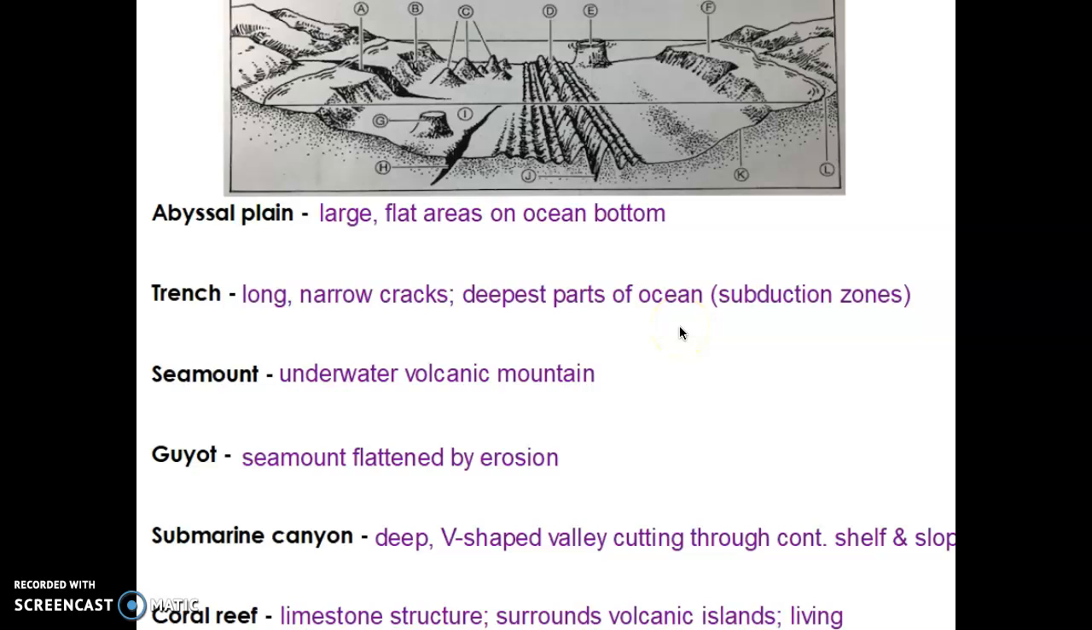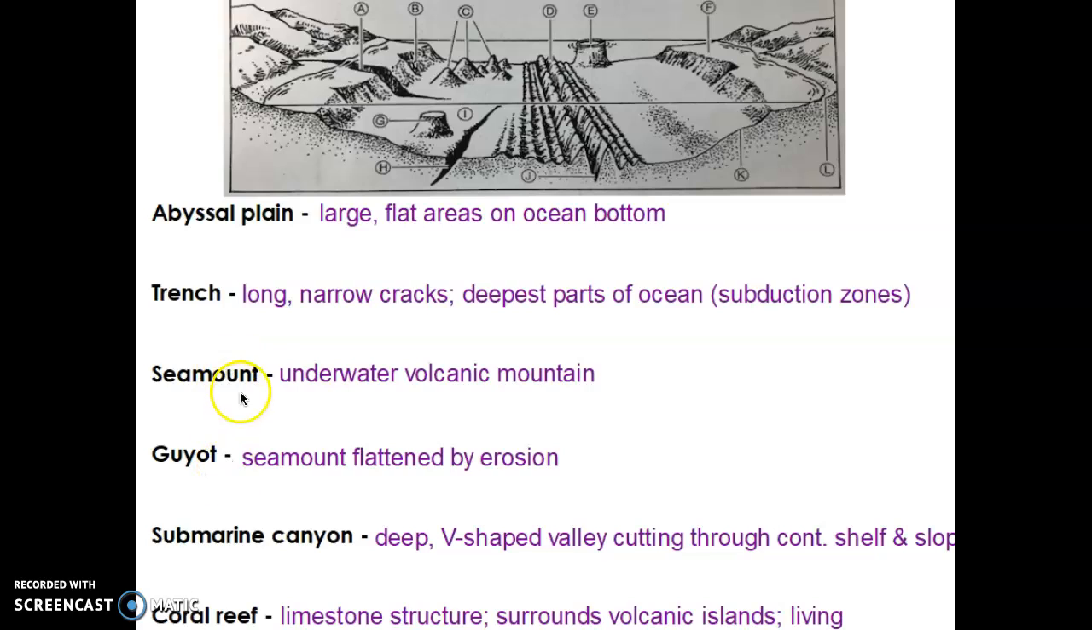The next one, the trench, is very easily recognizable. These are the deepest part of the oceans. They occur at subduction zones, and they have long, narrow cracks, okay? And they are normally parallel with the shore. So the trench here is at H, okay? And they're normally wider and deeper than this picture shows, just so you know. They happen at subduction zones.